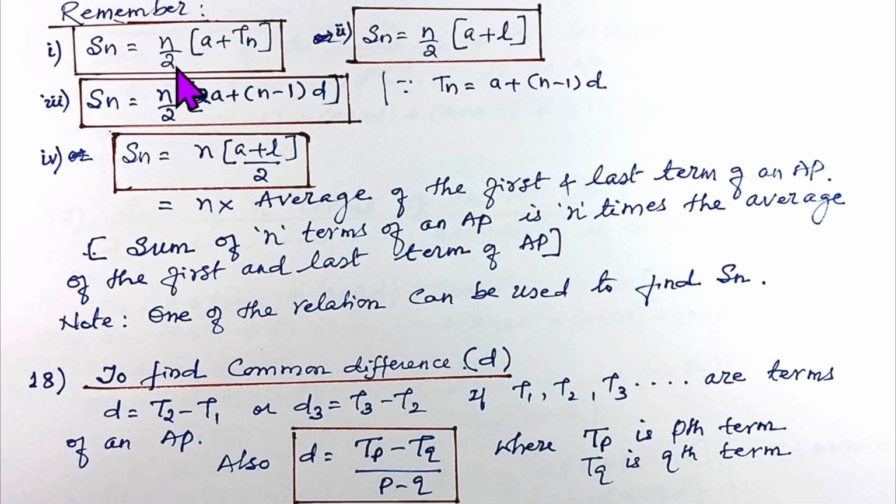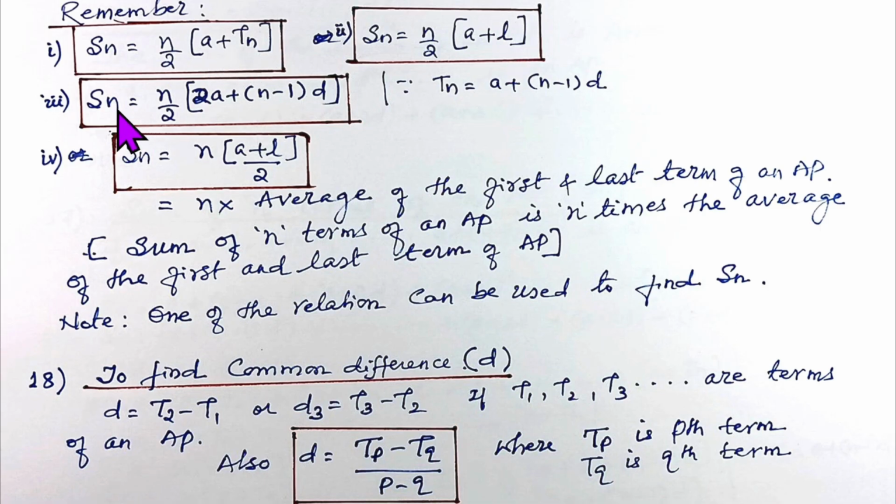Now Sn is equal to n upon 2 in the bracket A plus Tn. This can be used when n is known and the nth term of this arithmetic progression is known to us. Now the same thing, instead of writing Tn, I can write it as L, that is the last term. Therefore this formula and this formula are the same. Instead of Tn, I have used L, that is the last term.